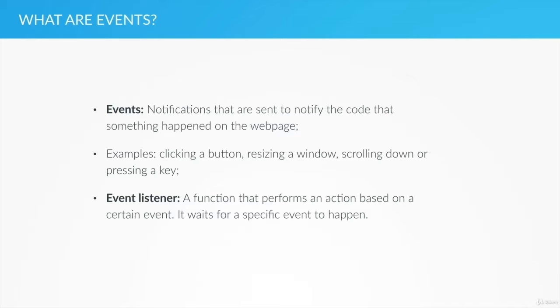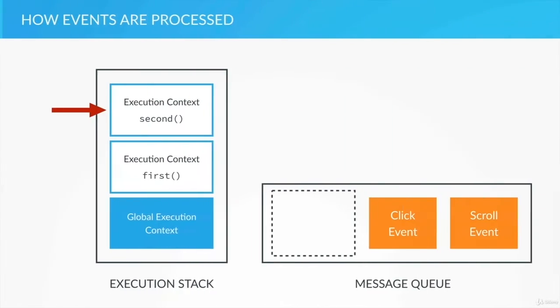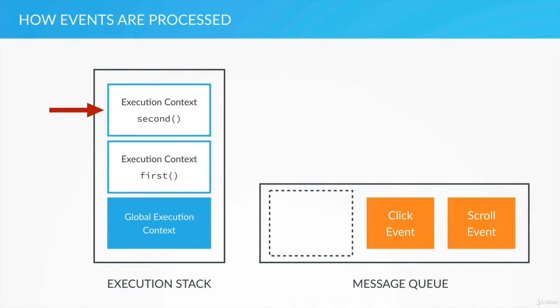So an event listener is just a function that basically sits there and waits for a specific event to happen. And how is that event then processed? Well, first we need to remember about the execution stack. And that's because the rule is that an event can only be processed or handled as soon as the execution stack is empty, which means that all the functions have returned. So in here, we currently have 2 execution contexts on the stack. So these have to return first.